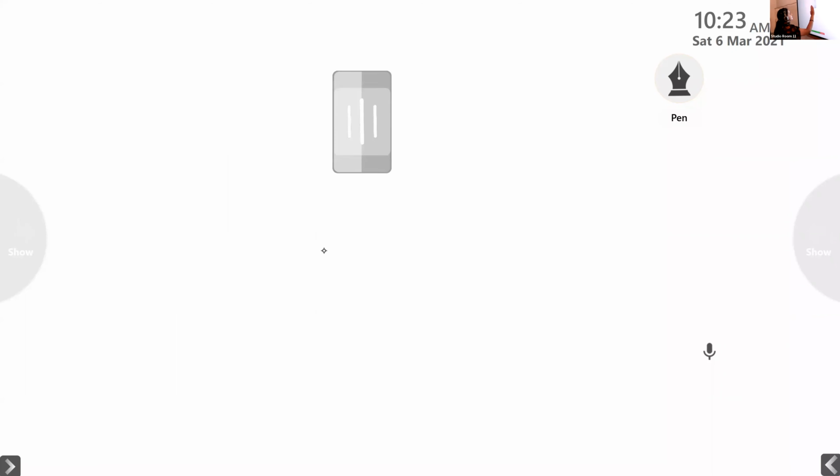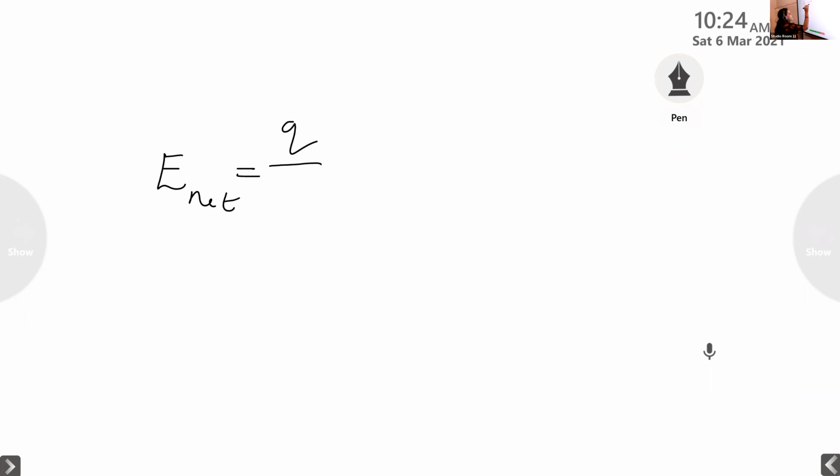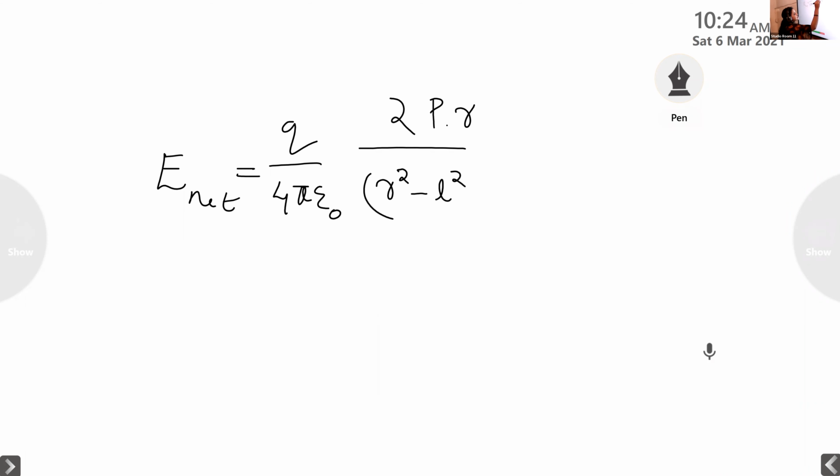Okay. From that step, I explain it once again. The net electric field is equal to Q divided by 4 pi epsilon 0 into 2pr, divided by R square minus L square, the whole square.